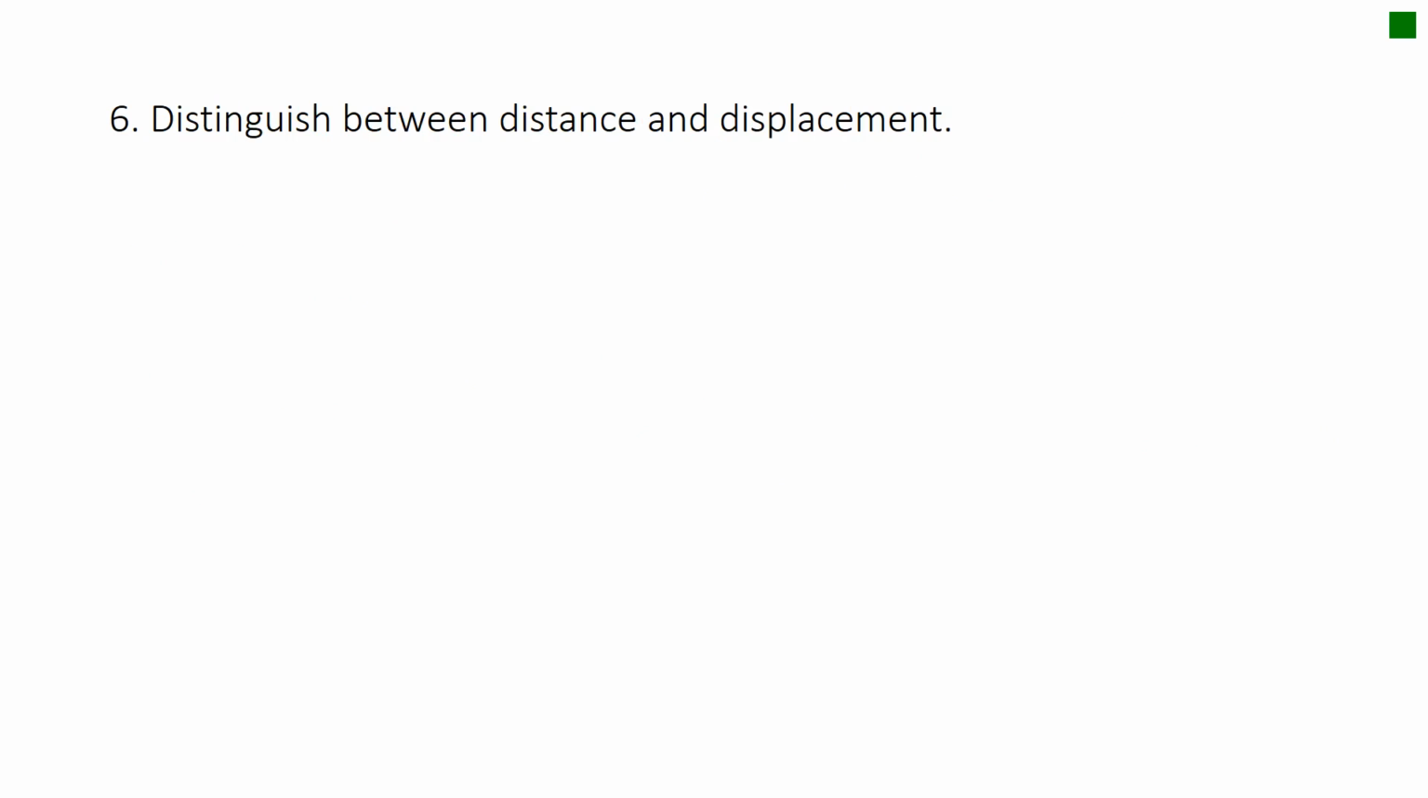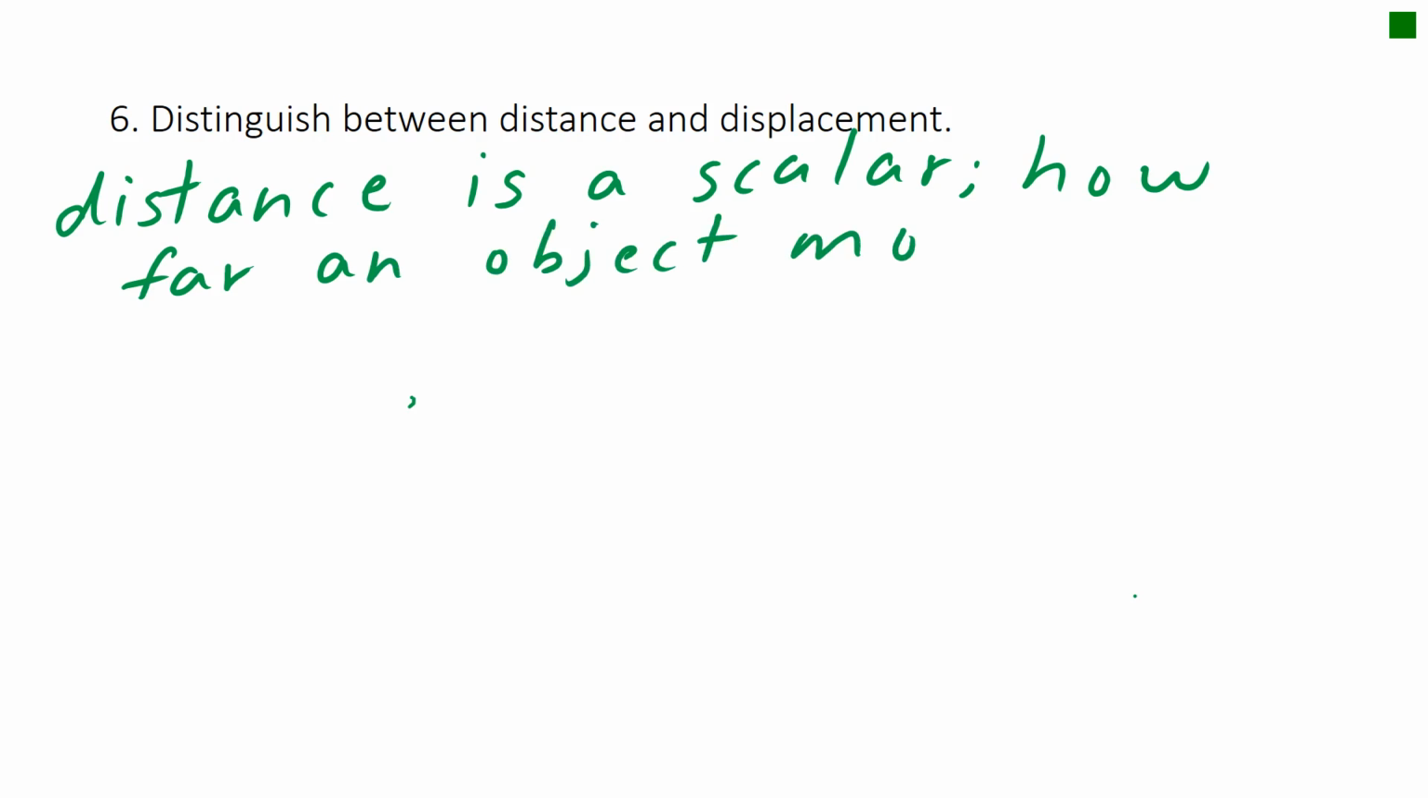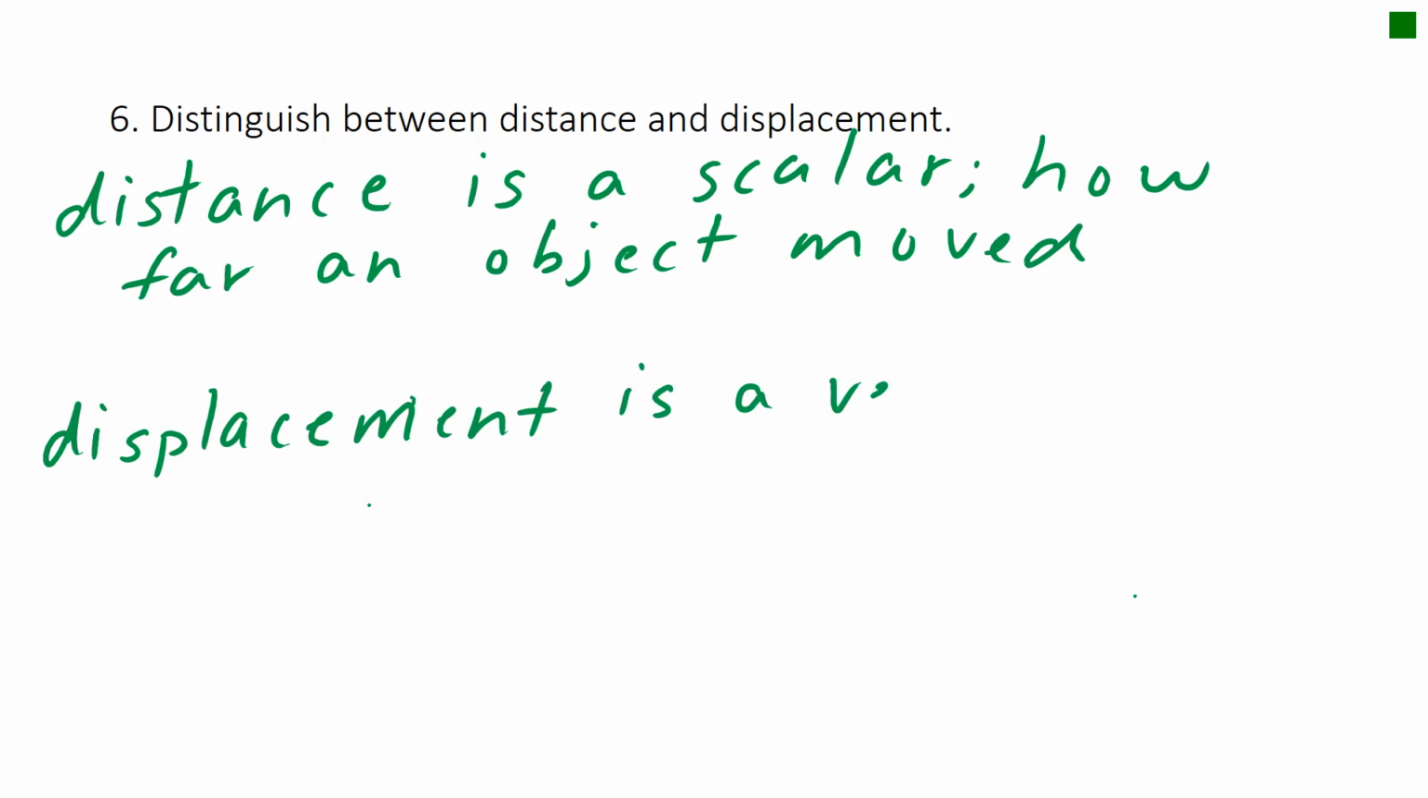Okay. Next question, distinguish between distance and displacement. All right, so this is kind of similar to the last one in that one is a scalar and one is a vector. So distance is a scalar quantity, and distance is just how far an object moved. Okay, displacement is a vector.